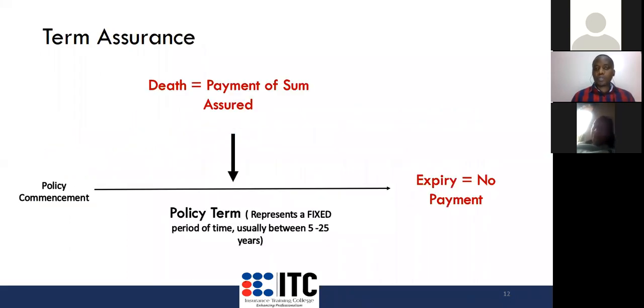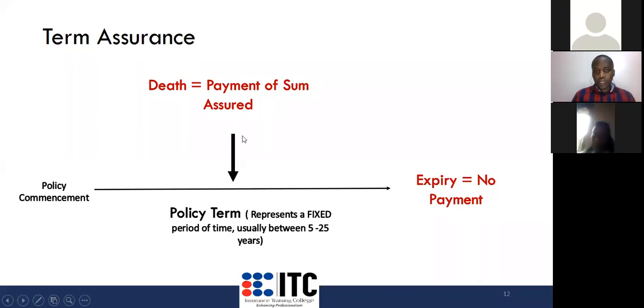Just to depict this, I wanted you to see this. The arrow here, the horizontal line, represents the policy term. The policy term is usually fixed between 5 to 25 years. So it's a specified period of time. It's specified in the policy document. Everyone knows this policy term at the beginning because it's stated. And it's the period between commencement and expiry. And that's for term assurance.